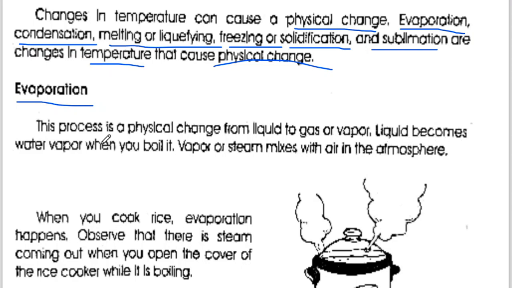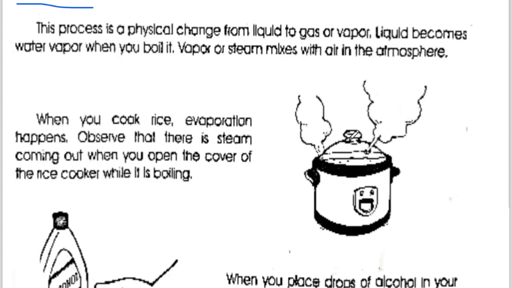Liquid becomes water vapor when you boil it. Vapor or steam mixes with air in the atmosphere. Just like, for example, we have here a rice cooker. So when you cook rice, evaporation happens. Just like this one. Okay?